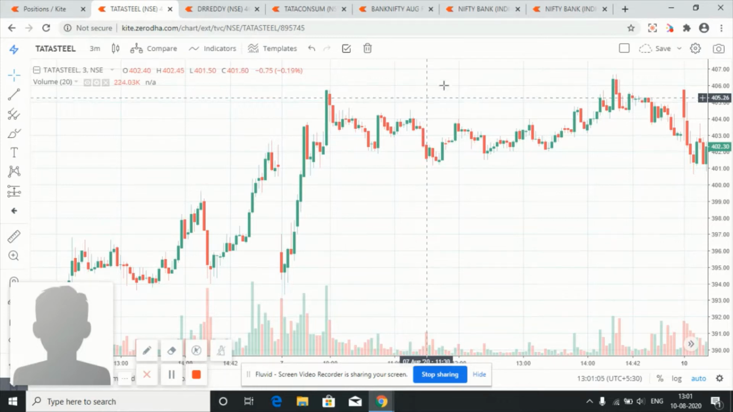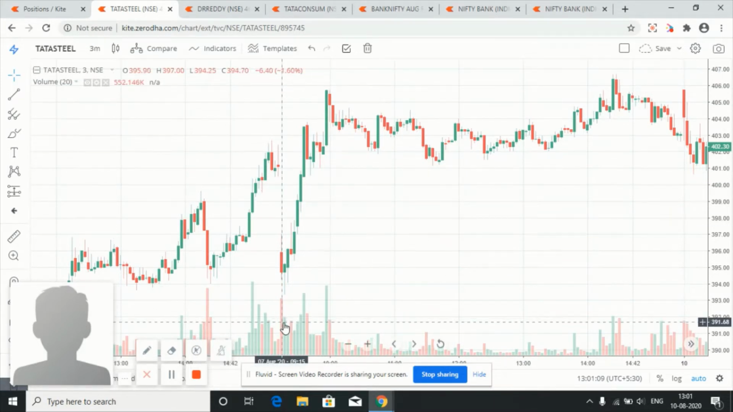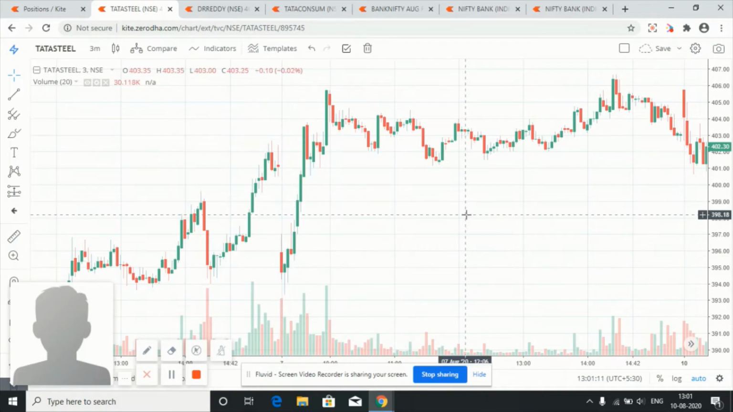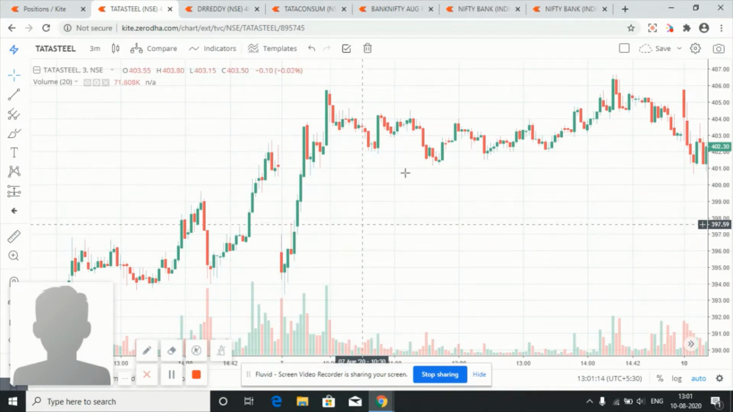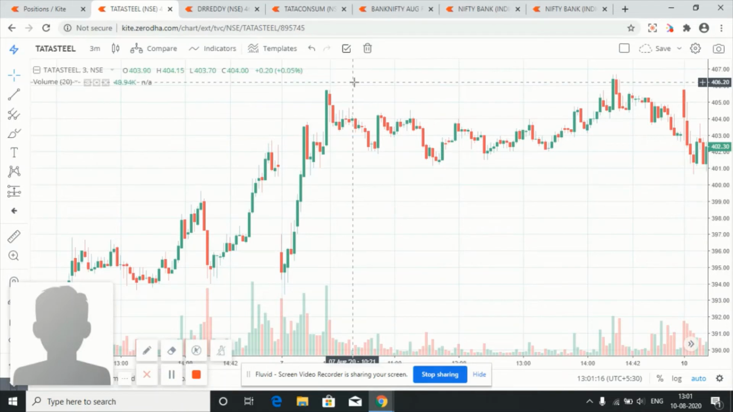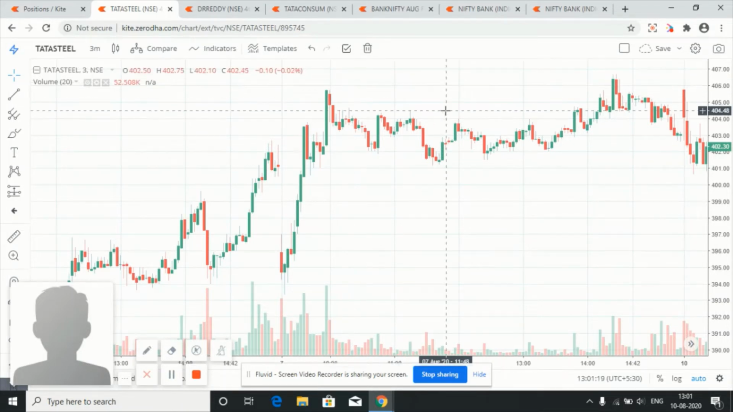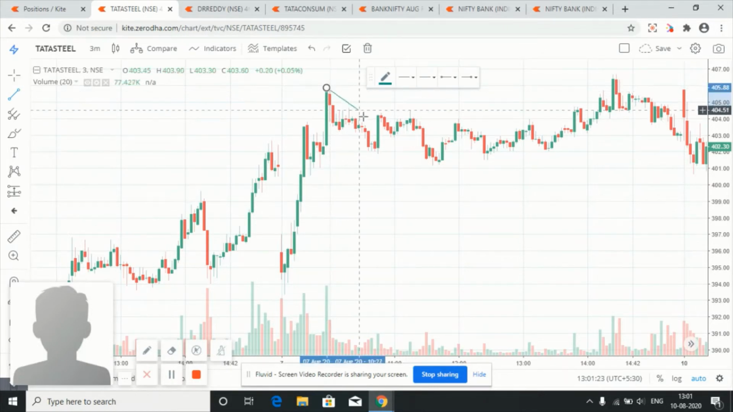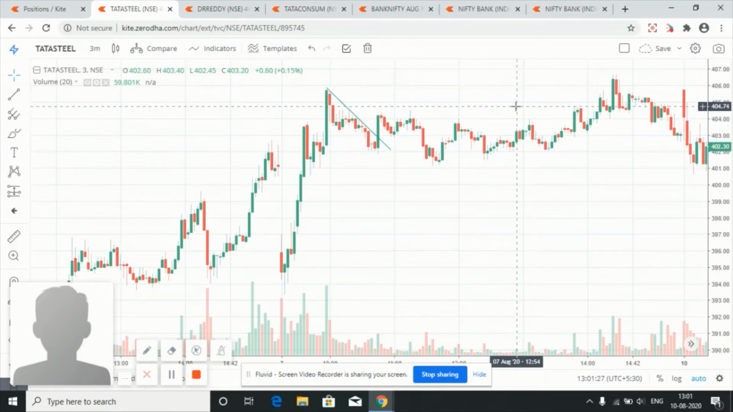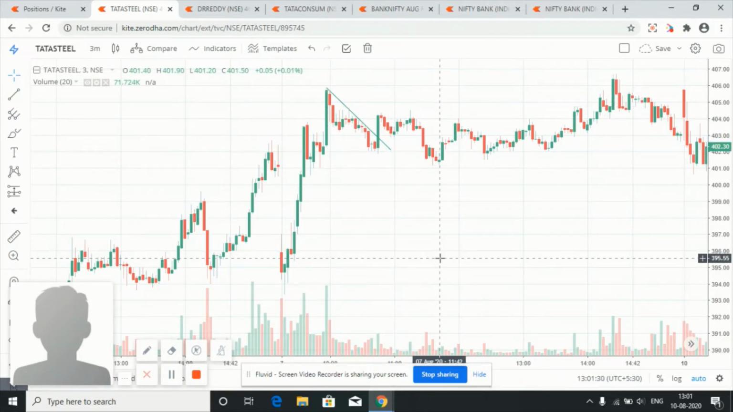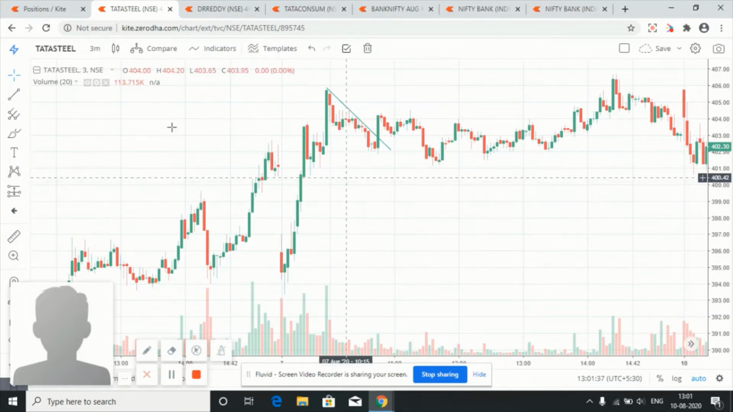So let's take the Tata Steel 3 minutes chart. I have taken the 7th August chart. In our course, one student has posted this and asked me why this breakout failed. In this case, this was the breakout. We discussed it in our course. I didn't have any other content today, so I thought I'll do that. We have done many trade setups, so today I thought I'll do something different.